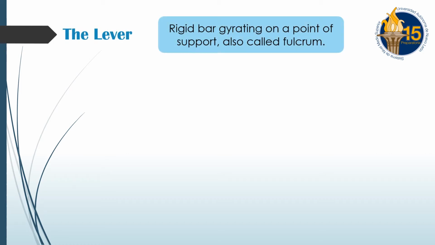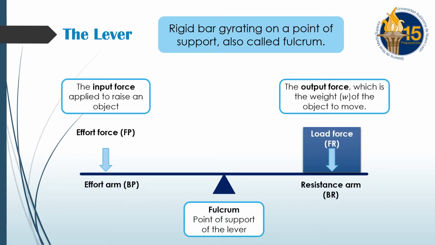Now we will describe some simple machines, starting with the lever, which is a rigid bar gyrating on a point of support, also called fulcrum. In a lever, the distance that exists between the point of support or fulcrum and the point where the effort force is applied is called effort arm. And the distance that exists between the fulcrum and the point where the load to be moved is placed, that is, the load force, is called resistance arm. With respect to these elements, the levers are classified in three types.